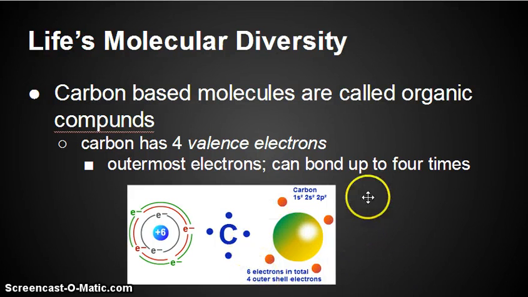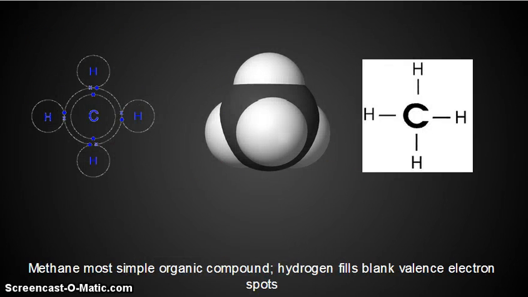So there are 8 spots on that outermost shell for carbon, and those other spots on that shell mean it needs to be filled, and so it can bond up to 4 times. So we see this in methane. Methane, carbon bonds 4 times with hydrogen. So its formula is CH4. Methane is the most simple organic compound, and hydrogen fills blank valence electron spots in its outermost shell.